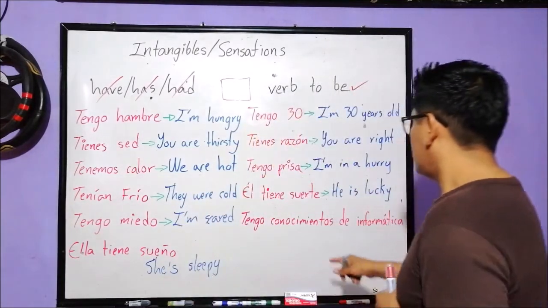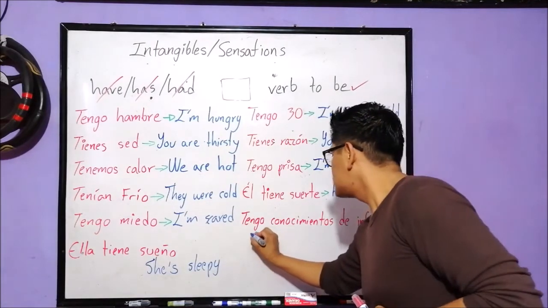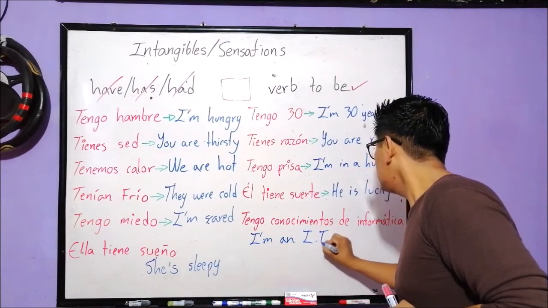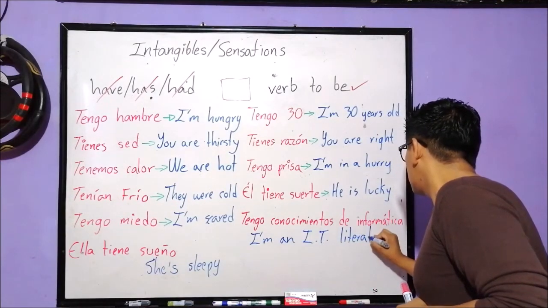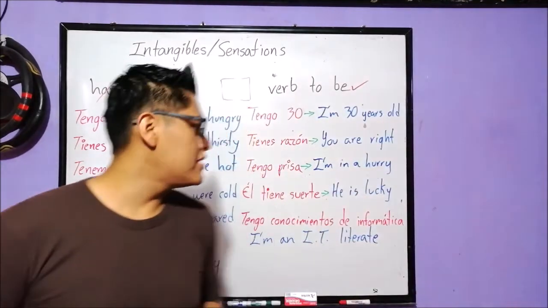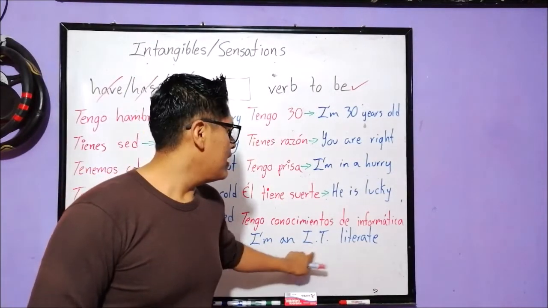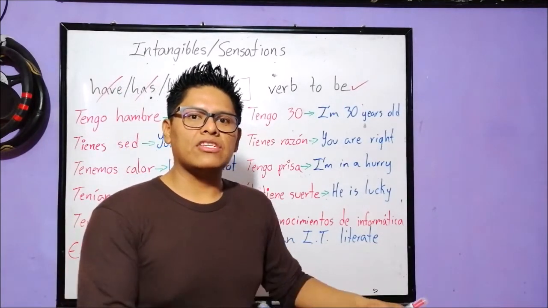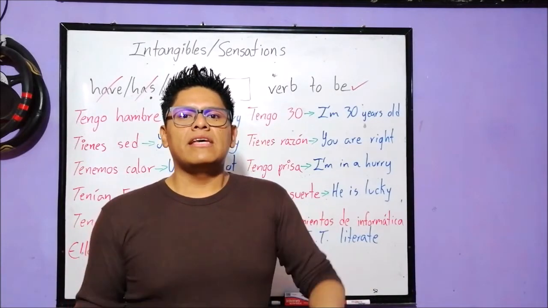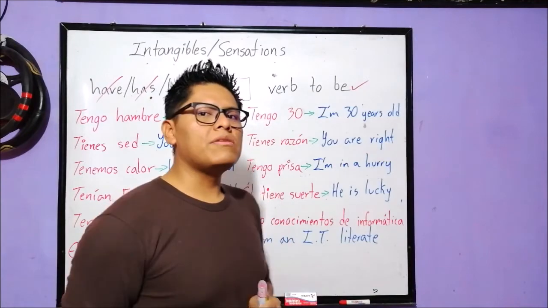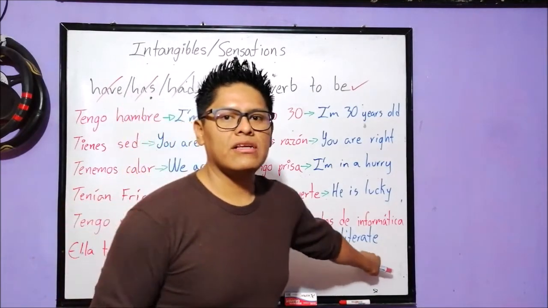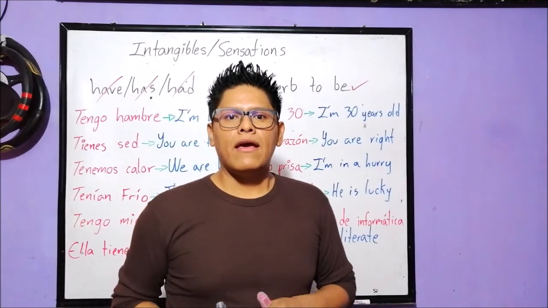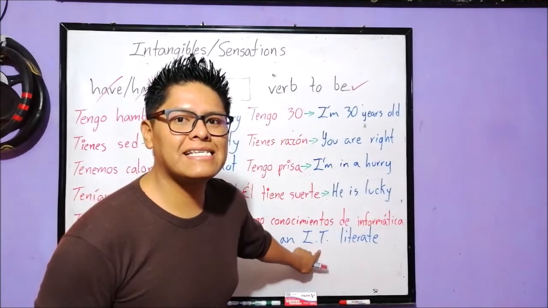Tengo conocimientos de informática. We say, I'm an IT literate. You see? That's it. I'm an IT literate. IT is like information technology. Usually in real life they don't say information technology. Everybody understands that it is IT. Tengo conocimientos de PowerPoint. I'm a PowerPoint literate. Tengo conocimientos de física. I'm a physics literate.